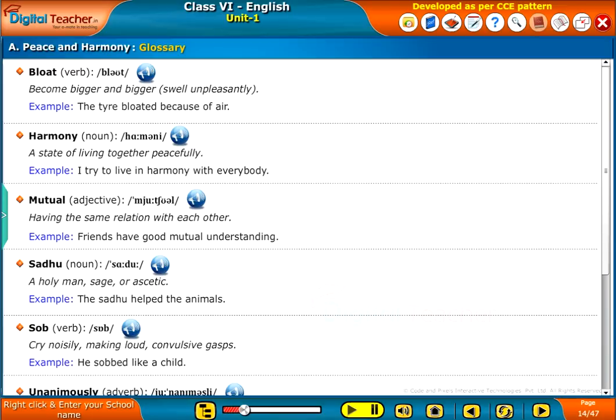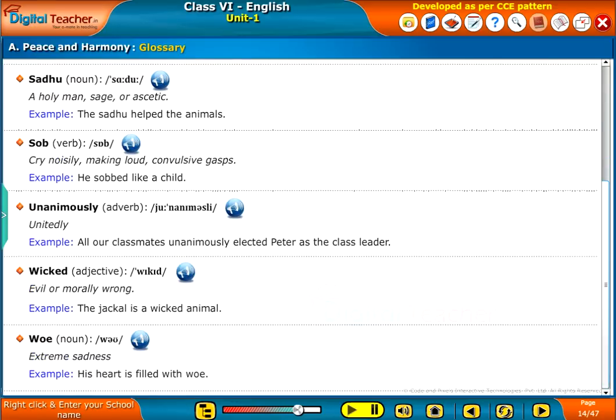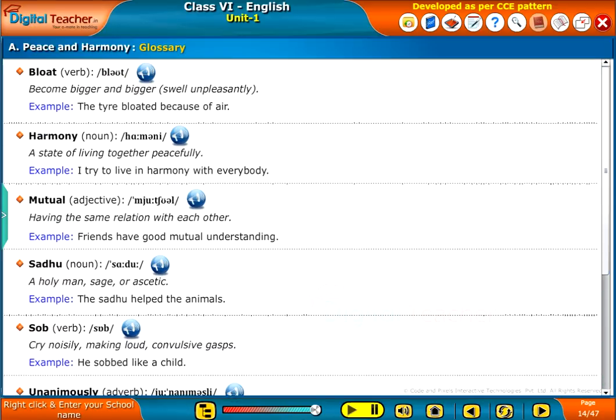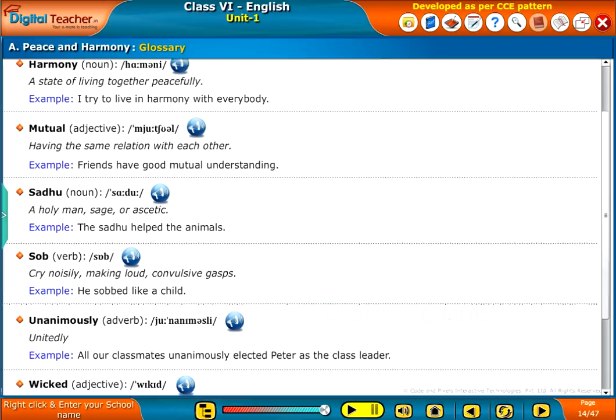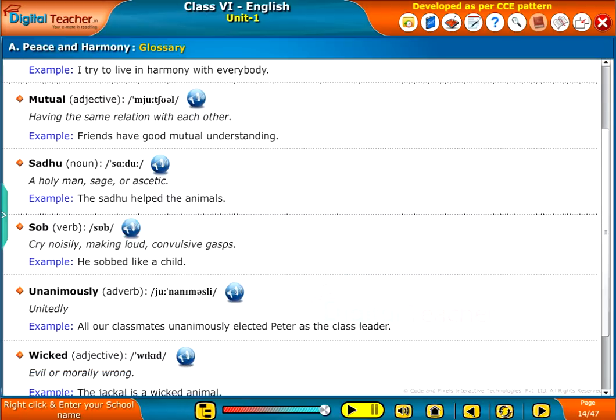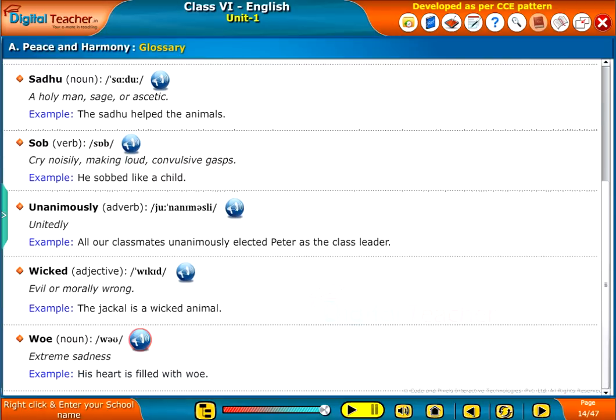Glossary. The meanings of certain words along with their usage in a sentence are shown. Click the audio button to listen to the pronunciation of each word. Bloat, harmony, mutual, sadhu, sob, unanimously, wicked, woe.